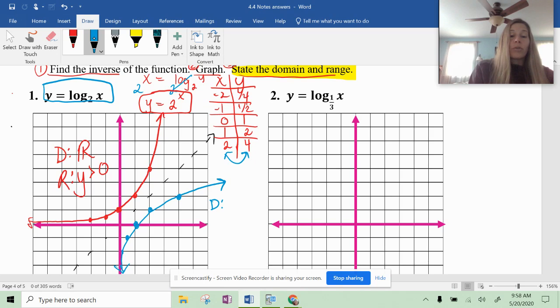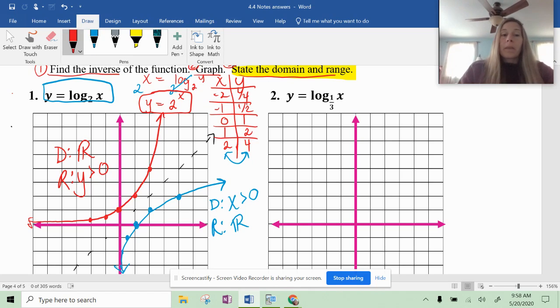Notice that they're all on the right side of this y-axis. So your x's must all be greater than 0. And your range, or your y values, is all real numbers. So it's going to flip-flop. All right, so let's try this now with number 2.